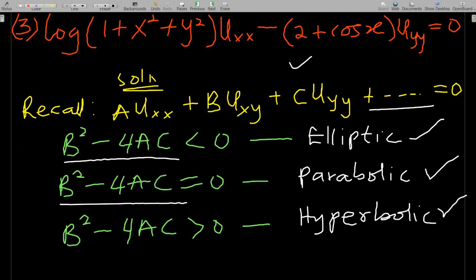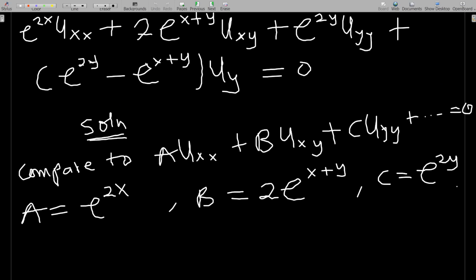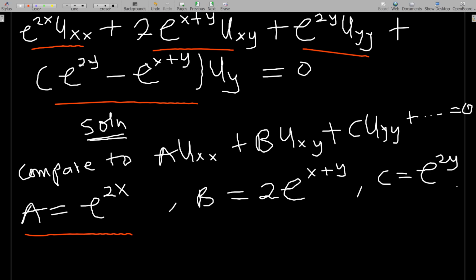Now let's go to solving the questions. The first question is 2e to the power 2x uxx, plus 2e to the x plus y uxy, plus e to the 2y uyy plus the remaining. The first three terms are what we need. We compare it to the general form A uxx plus B uxy plus C uyy. Then realize that A is equal to 2e to the power 2x, B is equal to 2e to the x plus y, and C is e to the power 2y.